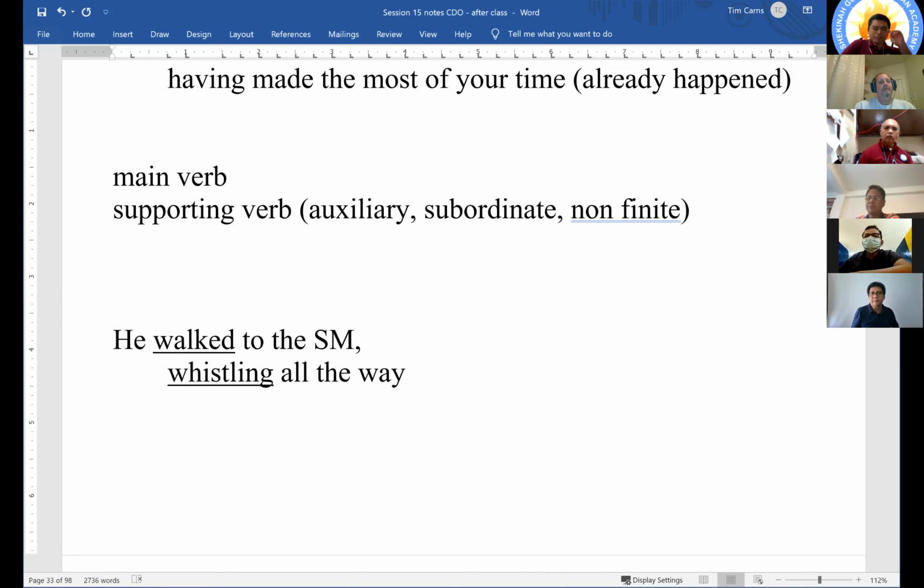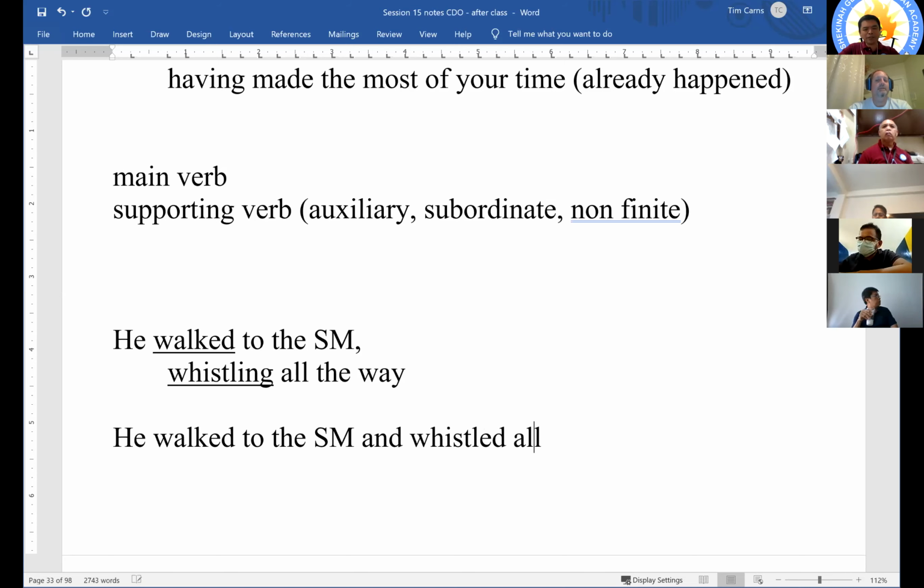It's describing. You can replace the comma also with an "and." No, actually you can't in this case, because it's a participle. If I had written it this way, he walked to the SM and whistled, that was going to be my next example, because in this case we actually have two main verbs. That's why you see this word subordinate here.